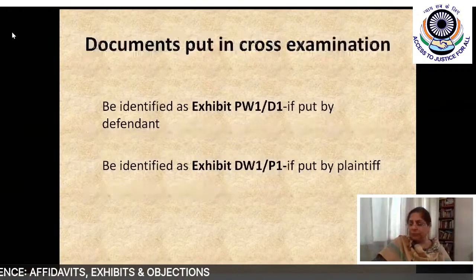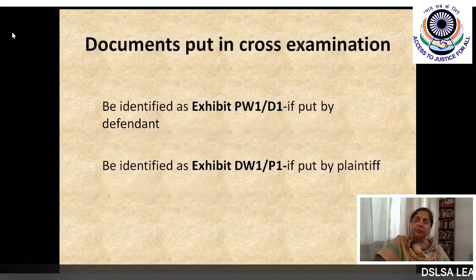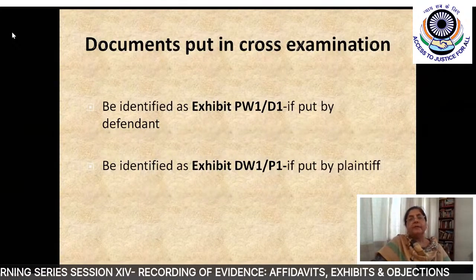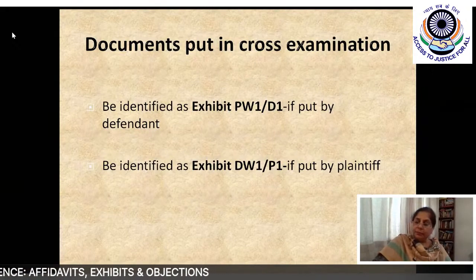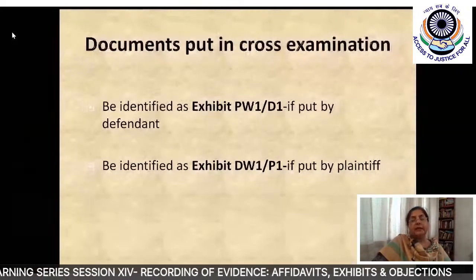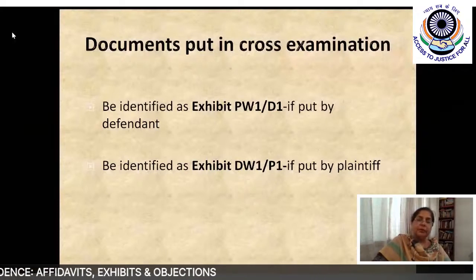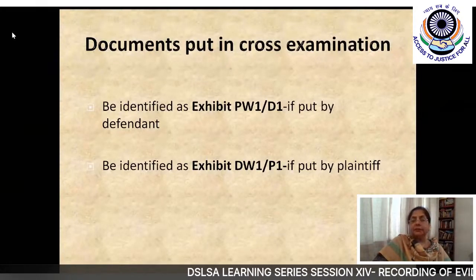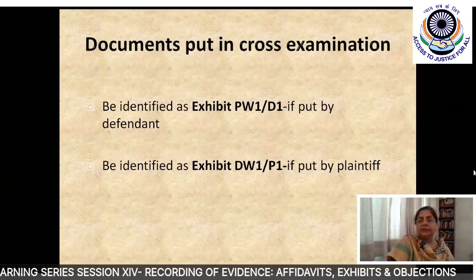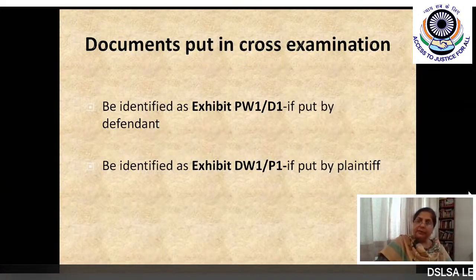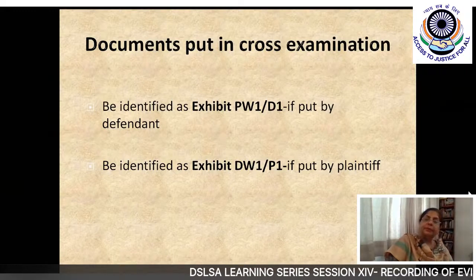There is another set of documents which come up for exhibiting, and those are ones which are put in cross-examination. Documents to be confronted in cross-examination need not be filed earlier. They can be produced for the first time, even at the stage of cross-examination, but to indicate that this is a document with which a witness has been confronted, there is a different way of exhibiting, and that is PW1 over D1 or DW1 over P1. If it is D1, then it is a document of defendant which has been put to the plaintiff, and if it is P1, then it is the plaintiff who has put a document to defendant in cross-examination. Therefore, merely from looking at the exhibit, one can make out whose document it is and who has exhibited and who has confronted the person with the document.